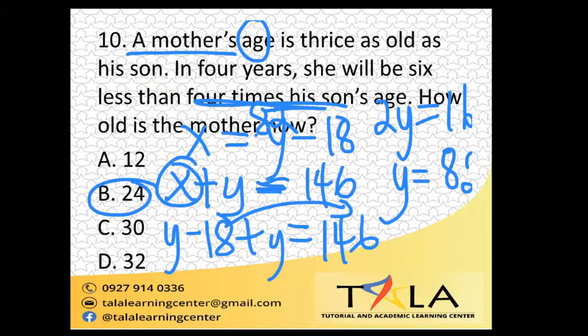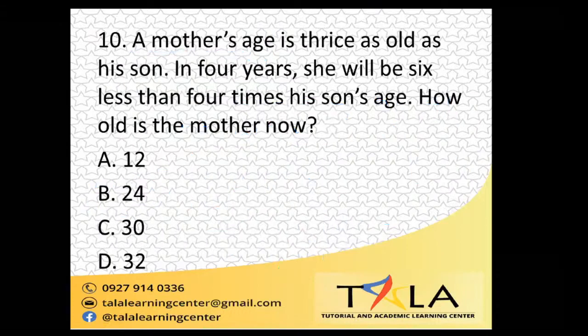Next. A mother's age is thrice as old as her son. So, age problem. In 4 years, she will be 6 less than 4 times her son's age. So, how old is the mother now? Sometimes, when the problem given to you is really too complicated, you have no choice but to set it up in a table.